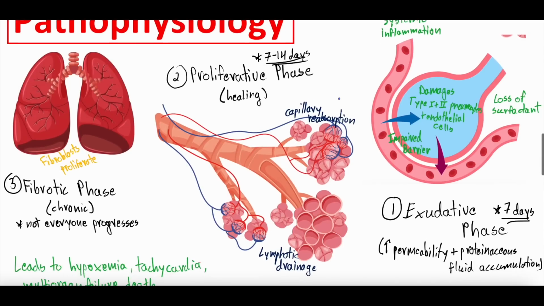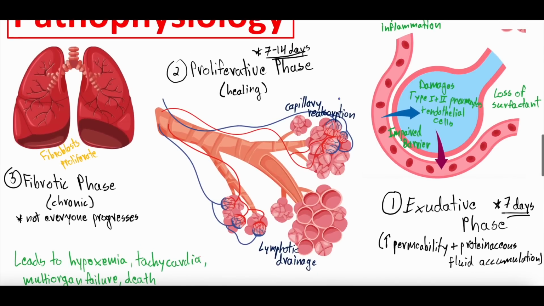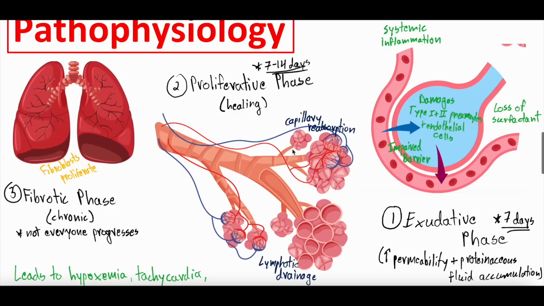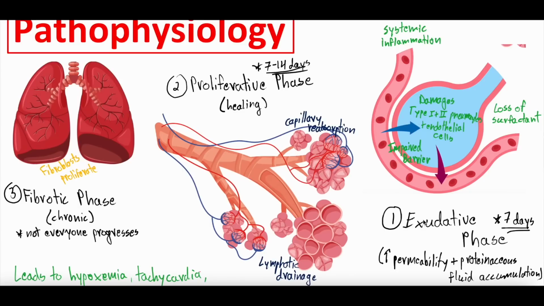But when we talk about the pathophysiology of ARDS, we usually think about it in terms of phases. Okay, so there's phases or stages. The first one is called the exudative phase. The second is called the proliferative phase, when some healing starts to happen. And the third is called the fibrotic phase. We're going to get into each one of these, starting with the exudative phase over on the far right.